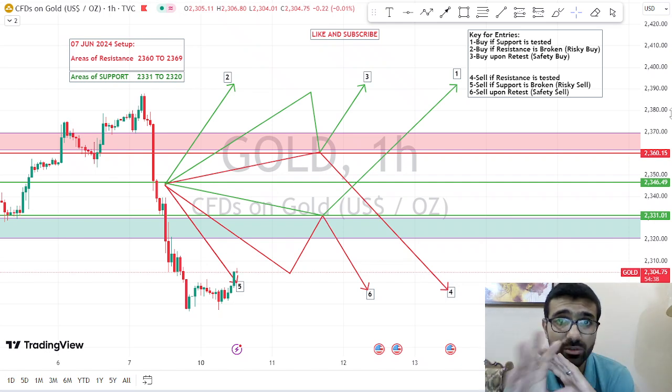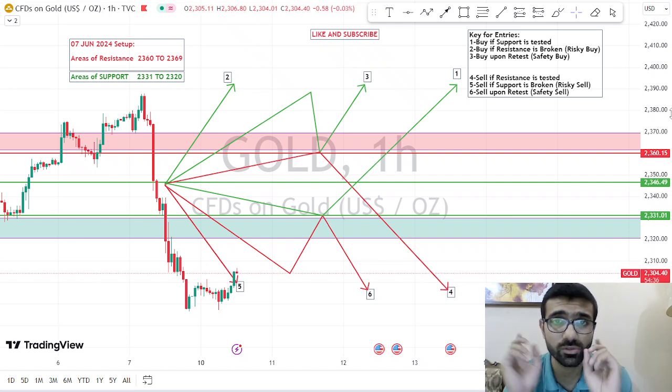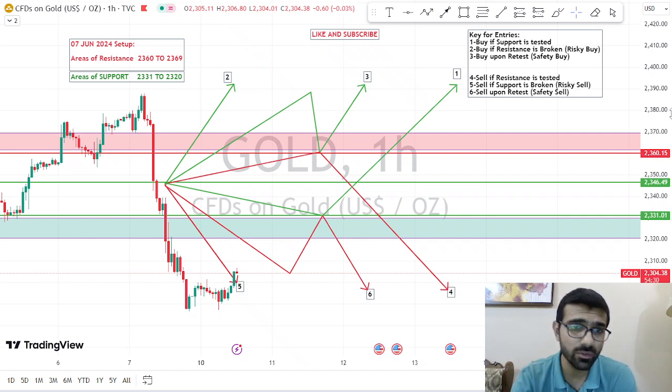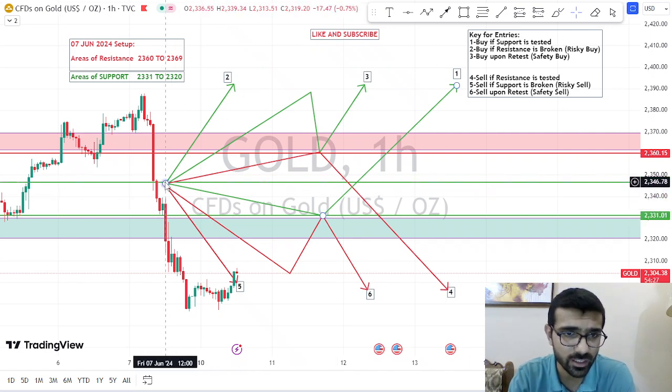Okay, so now let us not waste any further time and go straight to the chart of gold versus US dollar from where we left off previously on the 7th of June. When we were discussing, we mentioned that this area was our area of short-term support. This was our major support, and you can clearly see that our major area of support was broken and the market gave us three opportunities to sell.